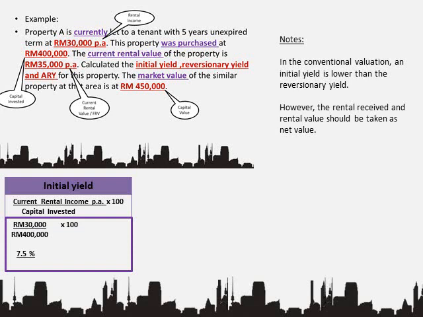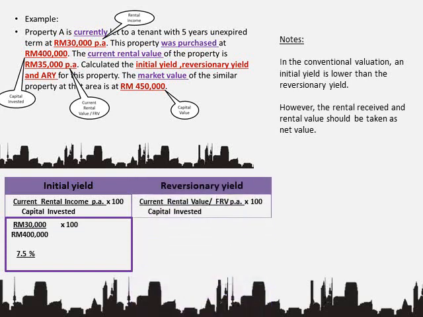Next, we calculate the reversionary yield. The formula is current rental value, or full rental value, divided by the capital invested. Our FRV is 35,000 and our capital invested is 400,000. So we divide that, times 100, then you will get 8.75%.